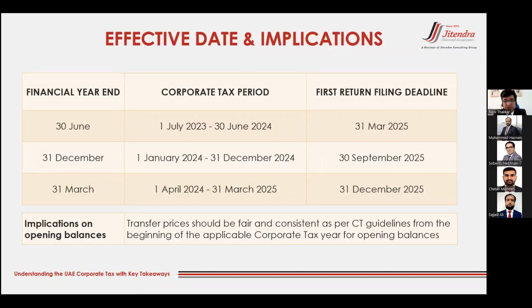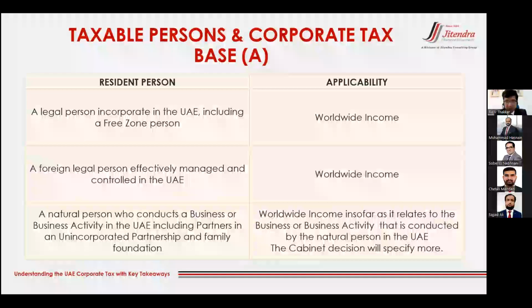Now, what the transfer pricing rules are and how they can affect your opening balances will be discussed later by my colleague, Mr. Sajjad. First we understood what the corporate tax rates are: 0% and 9%. Now we'll understand on whom the corporate tax is applicable. First, a legal person incorporated in the UAE, including a free zone person. Any company incorporated in the UAE, whether it is an LLC, civil company, sole establishment, free zone entity, or free zone company, the corporate tax is applicable on their worldwide income. It is not only their UAE income, it is on their worldwide income.